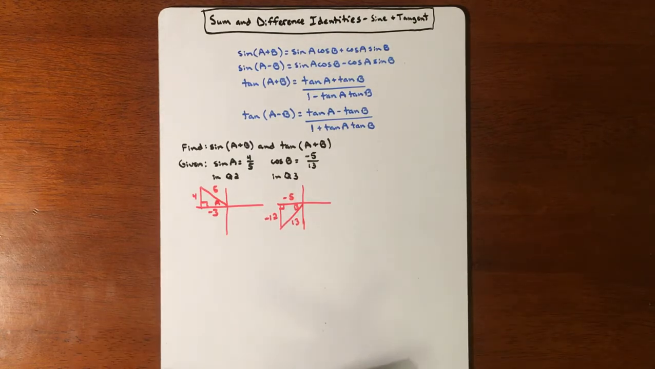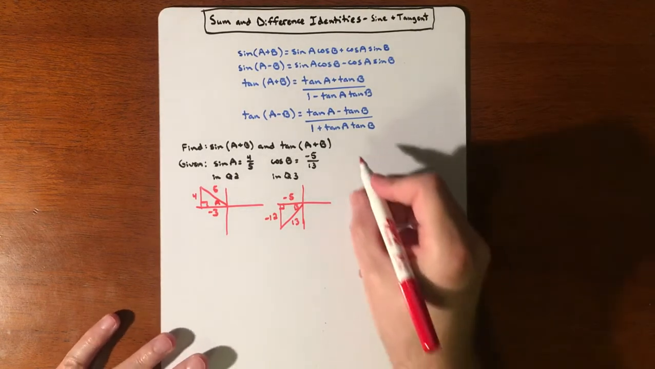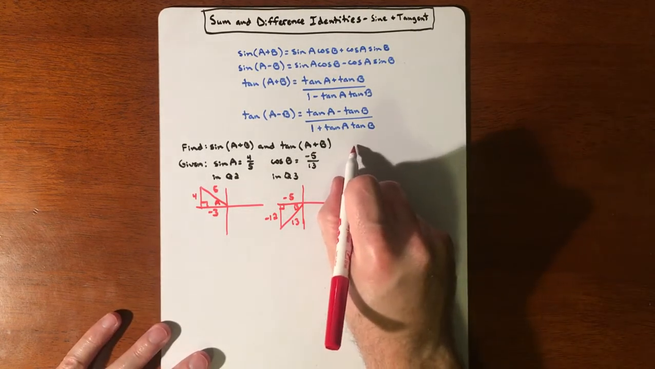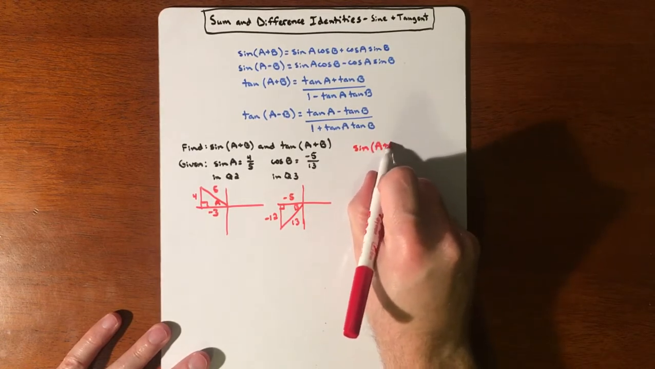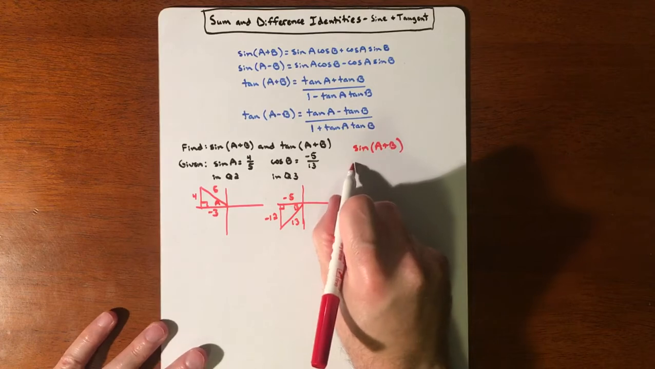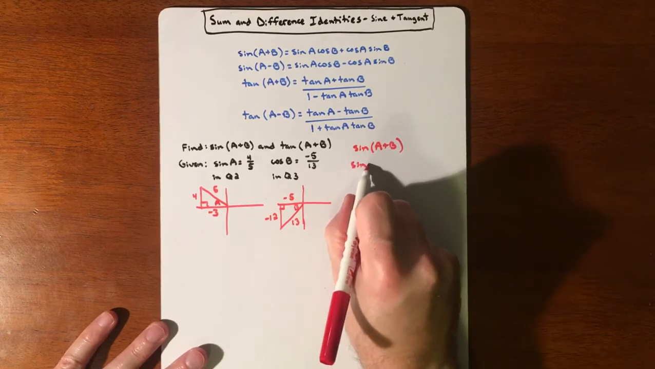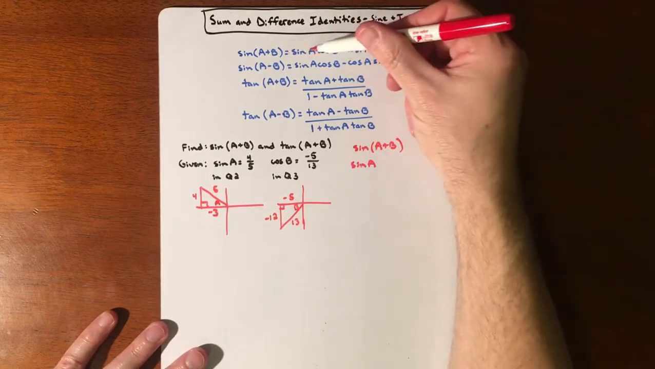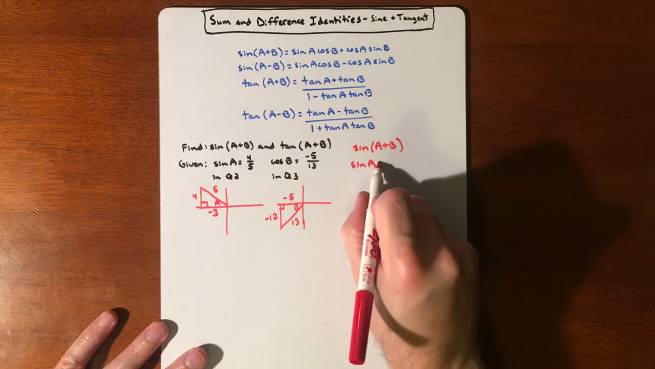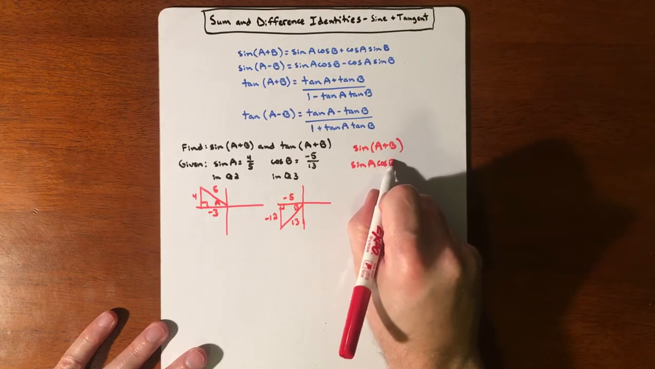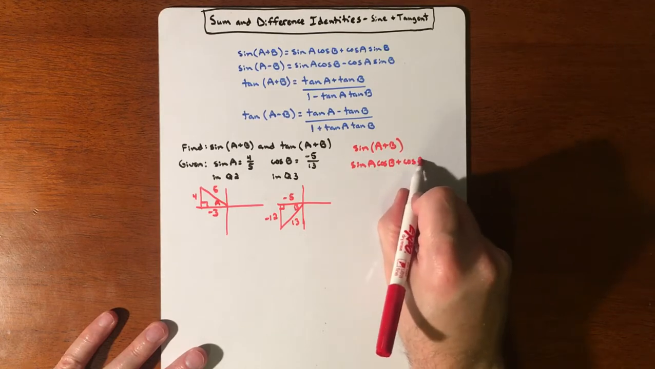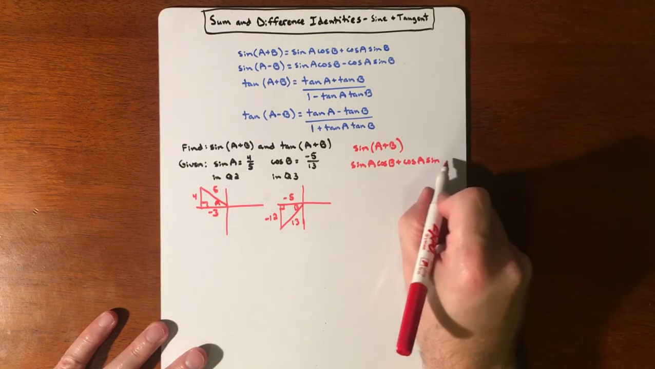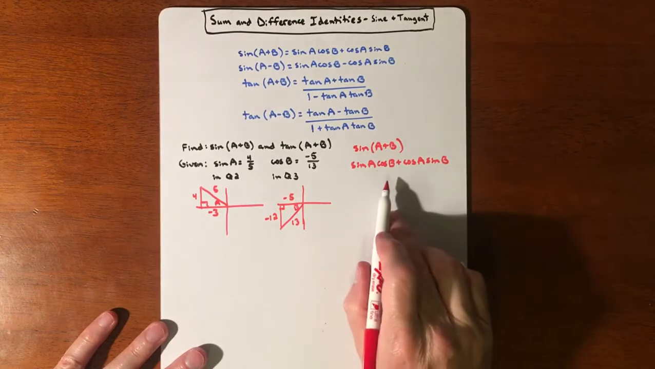Okay, so we're going to figure out sine and tangent. So we'll do sine first. So sine of A plus B is just going to equal sine of A. We're just going to follow this formula. Sine of A times cosine of B plus cosine A times sine B.